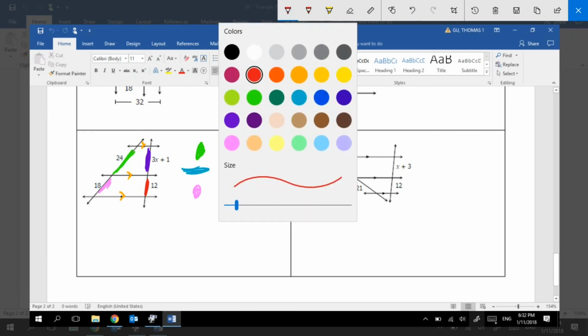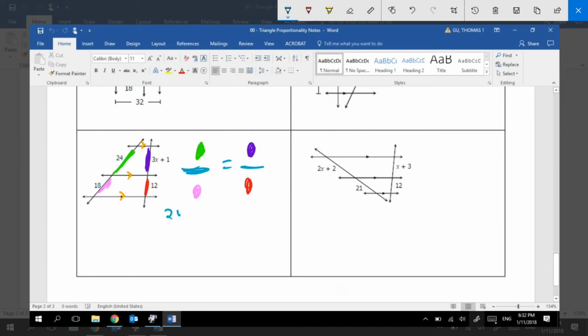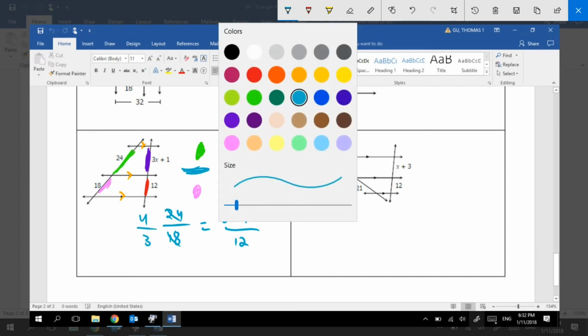Alright, so here we go. Let's set it up then. The green is 24. What's the pink? 18. Equals the purple, that's 3x plus 1, over the red part, that's 12. Now let's reduce this left side. 24 divided by 6 is 4, and 18 divided by 6 is 3. So 4 over 3.